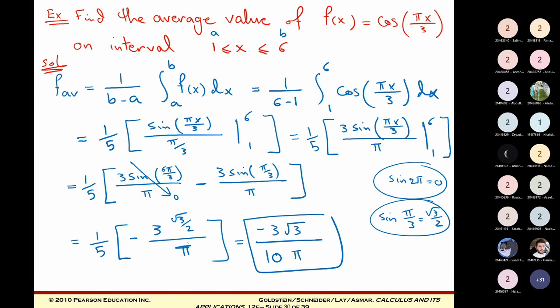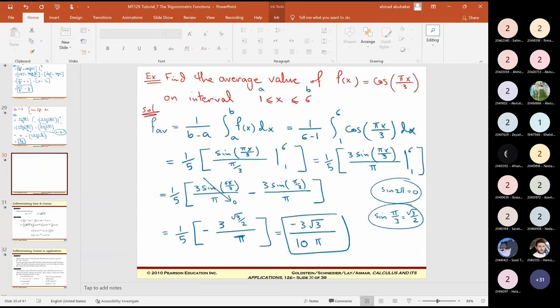Okay. With this example, we finished tutorial number 7, trigonometric function: how to find the derivative and find the integration, find the sine and cosine from trigonometric ratios. Also how to convert from degree to radian or from radian to degree. Okay.